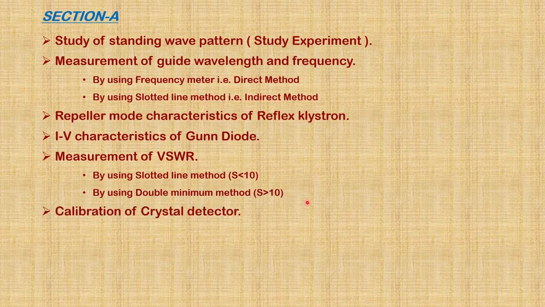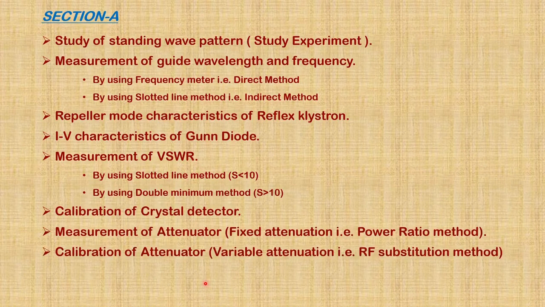And the next experiment is calibration of crystal detector. In general, a crystal detector acts as a square law device and it works as a low pass filter. Here we are going to prove that current I is proportional to V to the power gamma, where gamma is approximately 2.